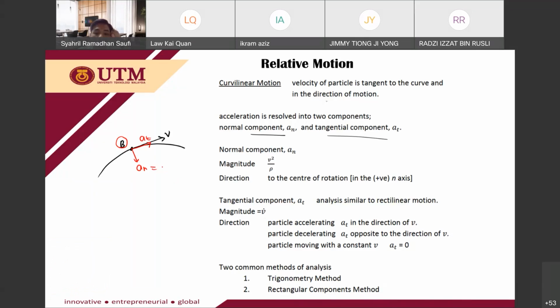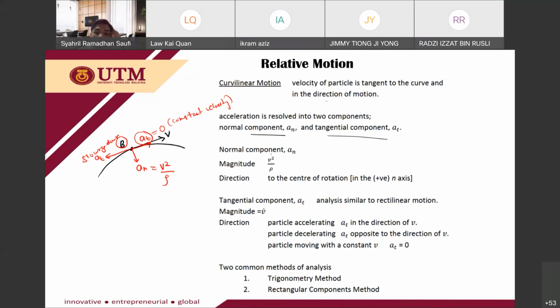Acceleration normal is equal to v squared over rho, and then acceleration tangent. Sometimes the information will say the particle is moving with constant velocity. If particle B is moving with constant velocity, then acceleration tangent equals 0. Let's say, for example, it's mentioned that particle B is slowing down. Slowing down means that your AT is opposite to V, so this is your AT, the acceleration tangent. The value of AT will be provided in the question.